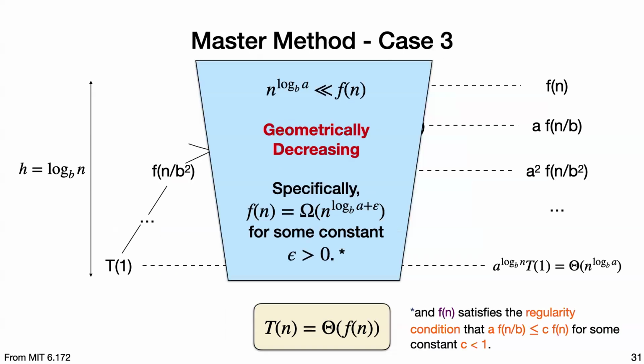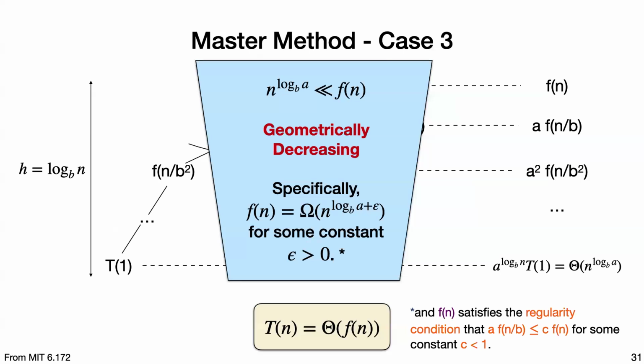And finally, the last case of the master theorem is the work is geometrically decreasing going down to the leaves, which means that f of n, which is the amount of work at the top of your tree, is much more than the number of leaves, and so the work is dominated by what is at the top, theta f of n.